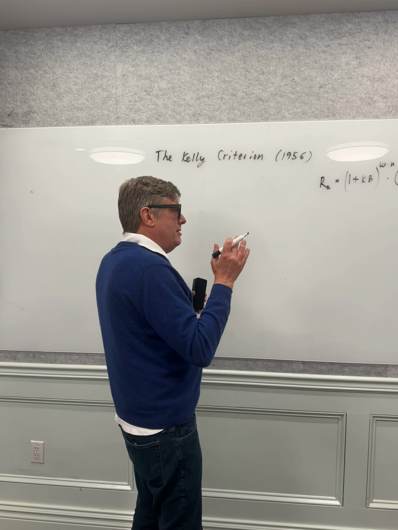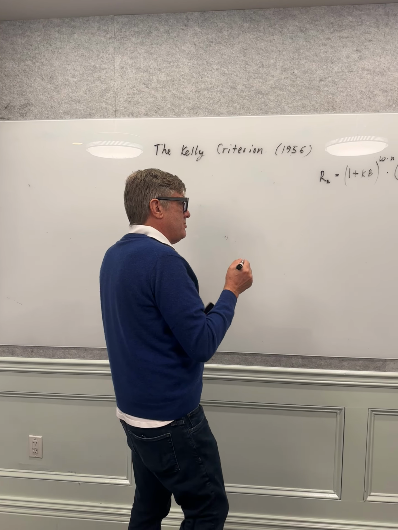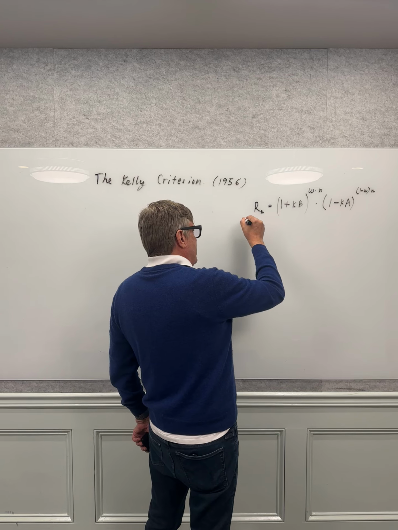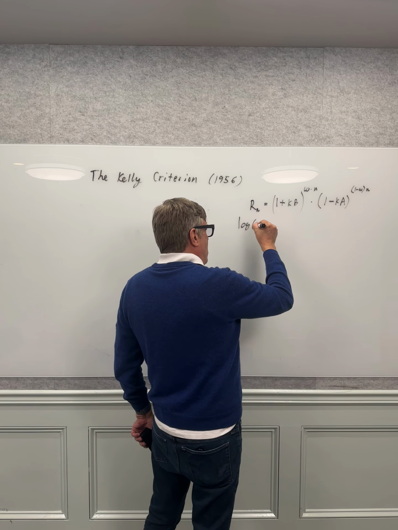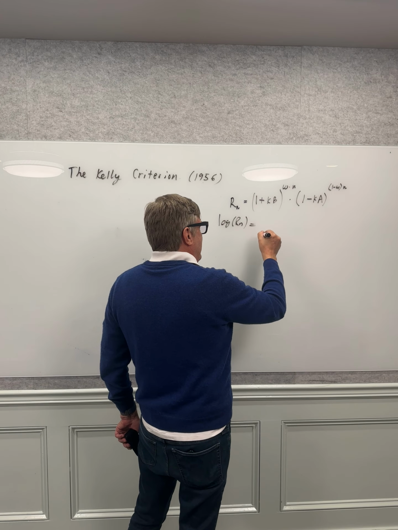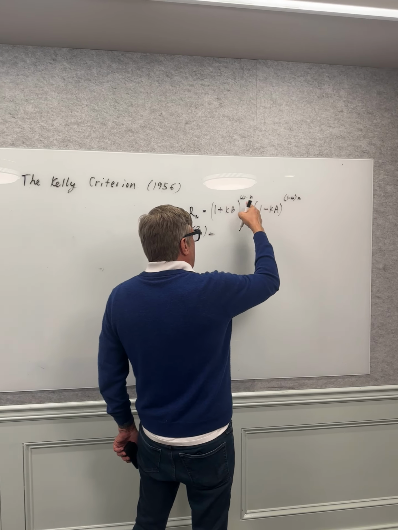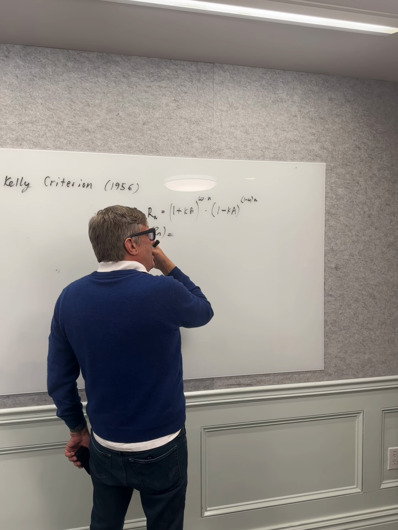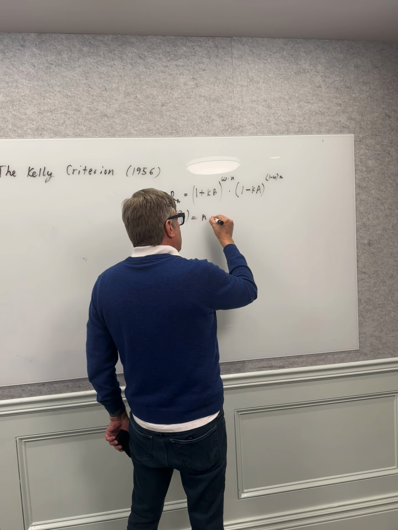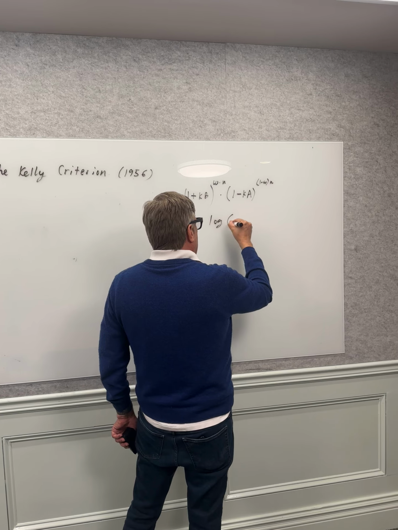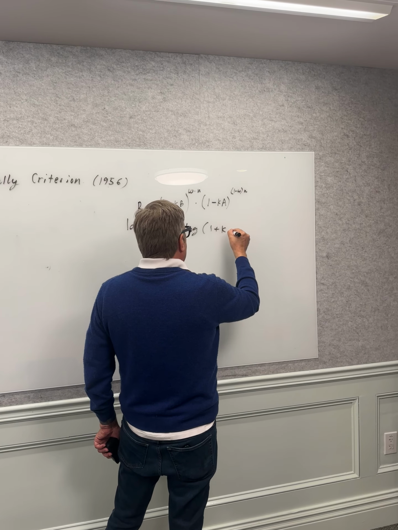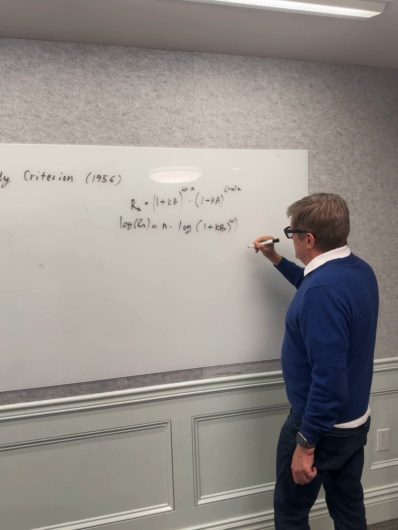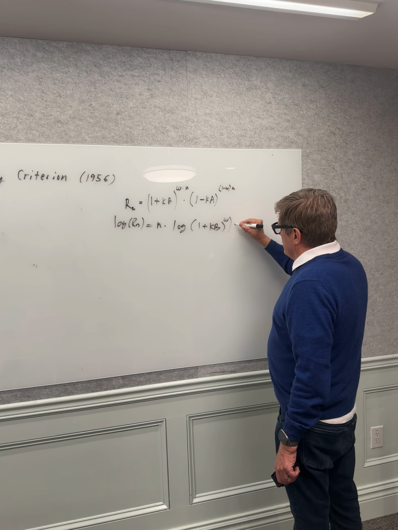Okay, so now I need to maximize this. Well, to maximize this, I'm going to take the logarithm of it. So I'm going to take the log of Rn, and that's going to equal, I'm going to pull the n out, so it's going to be n times log of (1 plus KB) to the power W, right?